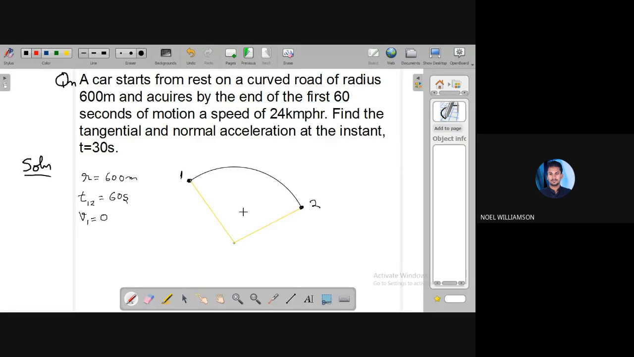V1 will be acting in the tangential direction. So this is V1, the linear velocity, and the angular velocity will be like this, that is omega 1. And here the linear velocity will be in this particular direction, that is V2, and the angular velocity omega 2. The time taken is T12. So initially the car is at rest. So V equal to 0, and also omega, which is V by R, is also 0. Omega 1 equal to 0, because initially at the point 1 it is 0.